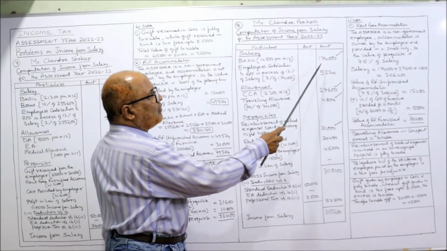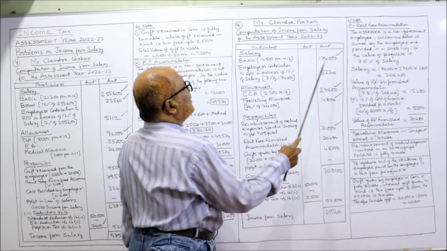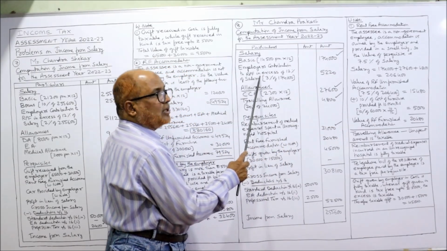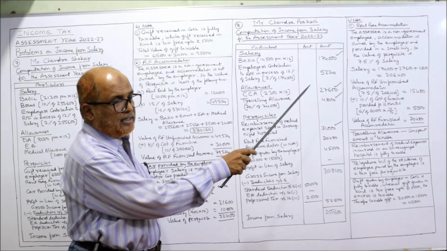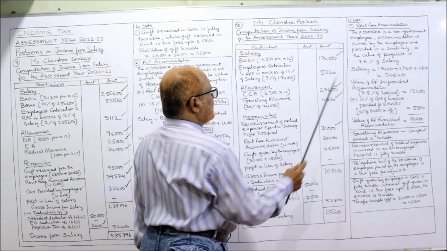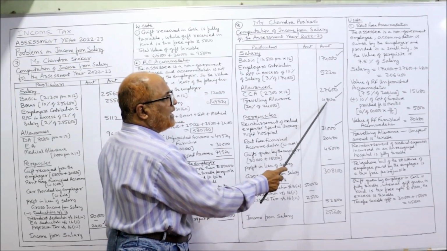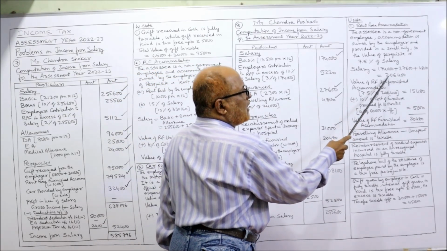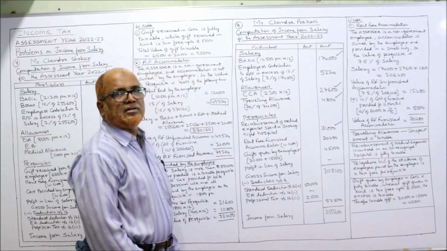Now salary is equal to 1,74,000 basic. Then we should not take employer's contribution. It is not there in the head salary. Then CCA fully taxable 27,600 and traveling allowance 4,800 taxable. So salary comes to 2,06,400.